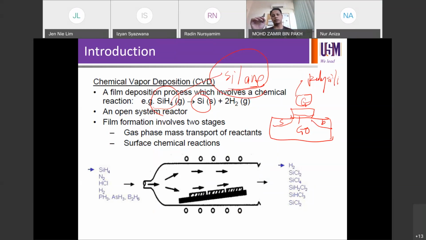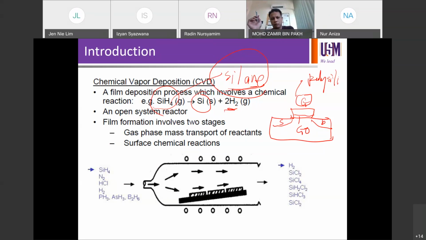So silane, in this CVD process, you're going to have thermal decomposition of the gas. When we say it's thermal decomposition, the process is going to be run at high temperature, then only you have the thermal component. That high temperature is going to break the silane into silicon and hydrogen, so you're going to have silicon and hydrogen as the byproduct.